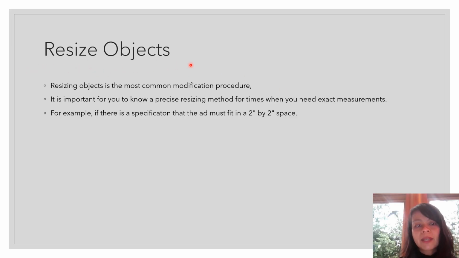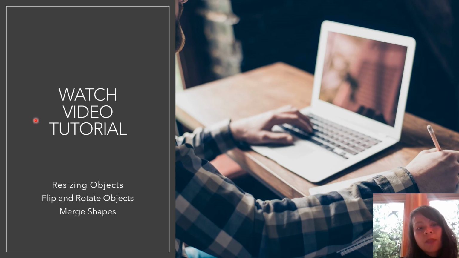About resizing objects. Resizing is the most common modification that you would do. It's important to know you can resize an object very easily, but in case you need to do a very precise resizing method, maybe you would have a specification that a certain image must be 2 by 2 inches. Now you need to be specific instead of just kind of eyeballing it and then dragging it to resize it. So please watch the video tutorial on resizing objects and how you can do this if you have specific measurements that you have to follow. We'll also look at flipping and rotating objects and also merging shapes.